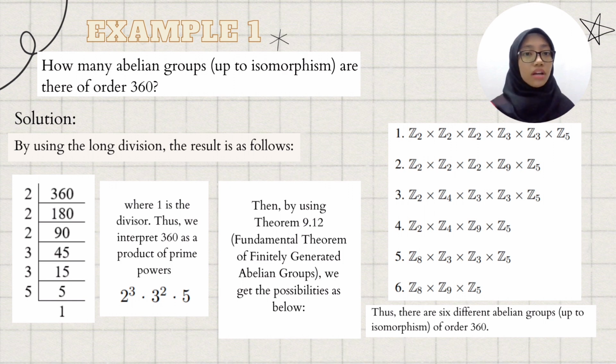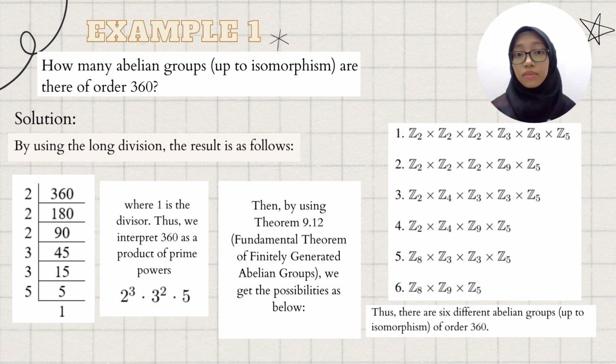For example 1, how many abelian groups up to isomorphism are there of order 360? The solution is by using the long division. The result is as follows, where we will get 1 as the divisor. Thus, we interpret 360 as a product of prime powers, where we will get 2 to the power of 3 times 3 to the power of 2 times 5 to the power of 1.